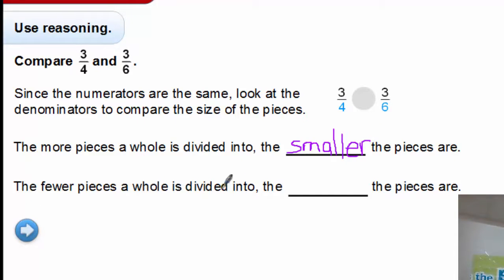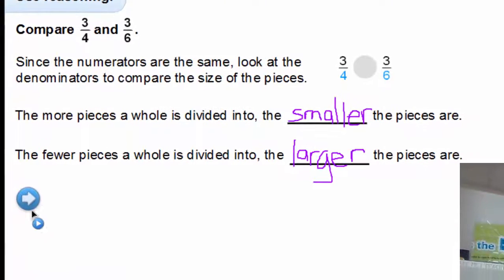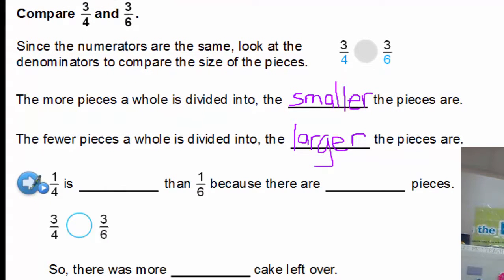The fewer pieces a whole is divided into, like 4ths, is fewer, the what? I heard some of you say it, the larger the pieces are. So if there are fewer pieces, they're larger. If there's more pieces, they have to be smaller pieces. So 1/4 is greater than 1/6. Because there are fewer pieces.